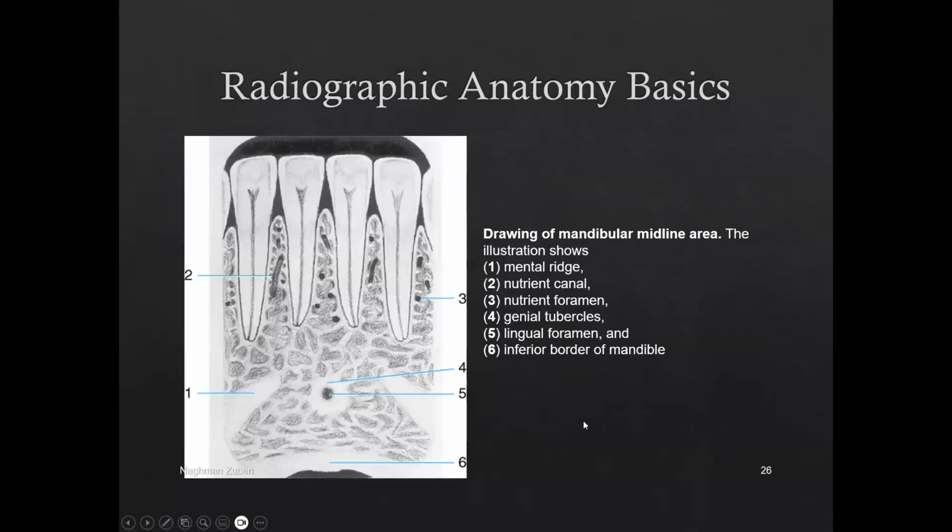This is the lower anterior region, incisor region. And here you can see the mental ridges and the four genial tubercles around the lingual foramen. If the angulation is more acute, then you would even be able to see the lower border of the mandible.